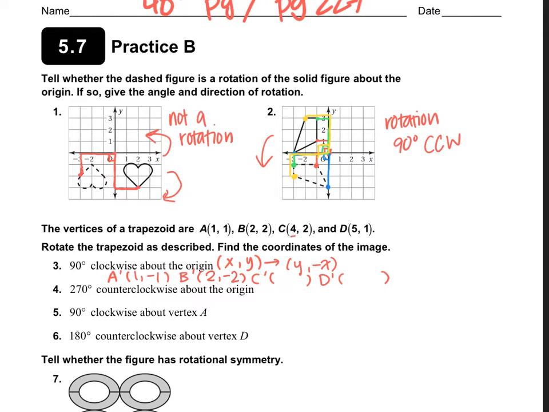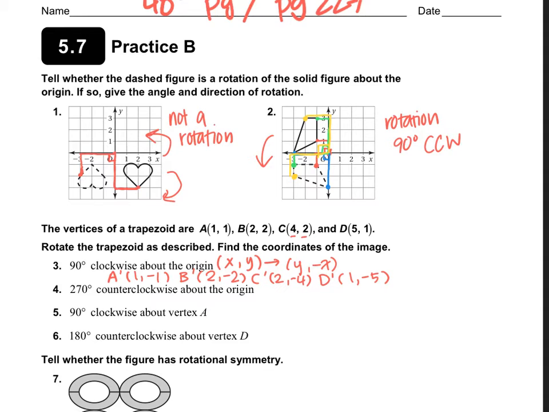For C prime, this is going to be a little different just because you have numbers that are different for x and y value. So you're going to have 2, which is the y value, and then negative 4, which is the opposite of x, and D is going to be 1 first and negative 5. And that's going to be your clockwise rotation about the origin from the original image.